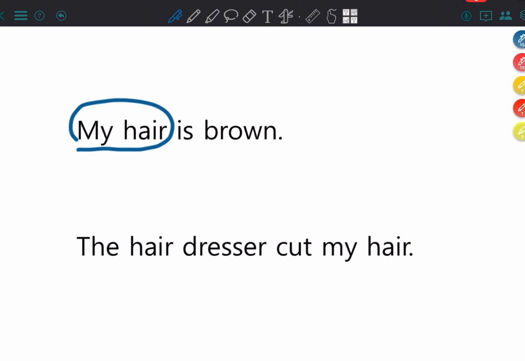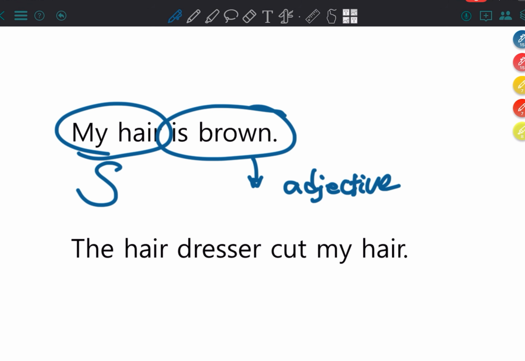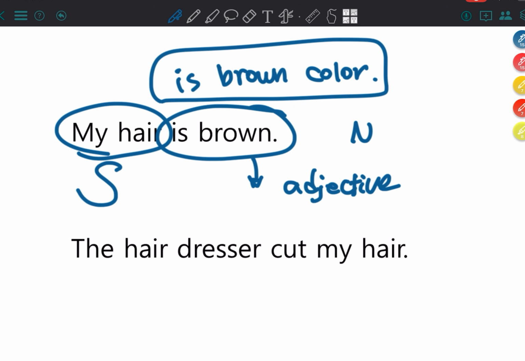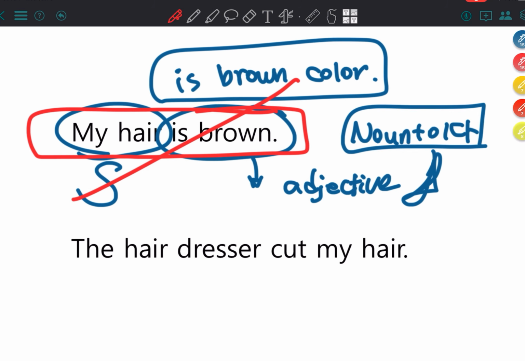How about my hair is brown? So my hair is the subject, right? And is brown is an adjective. Or actually, if translated in Korean, we say is brown color. So it has to be used with 이다, noun plus 이다 verb, but we're gonna get to it later. But either way, you cannot use object in the sentence. There is no object in this sentence, right? So this sentence does not require an object marker.